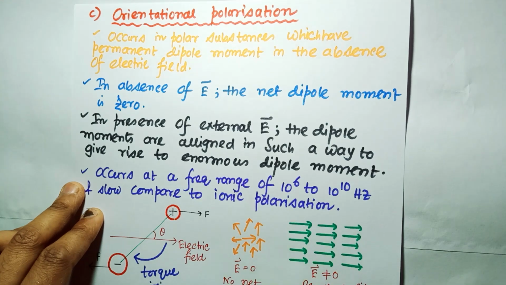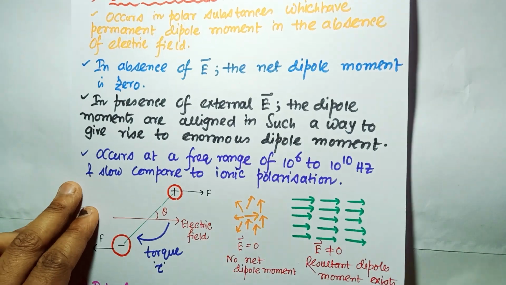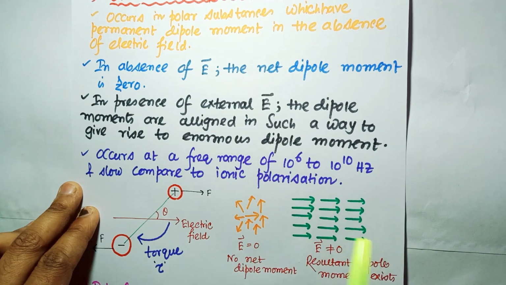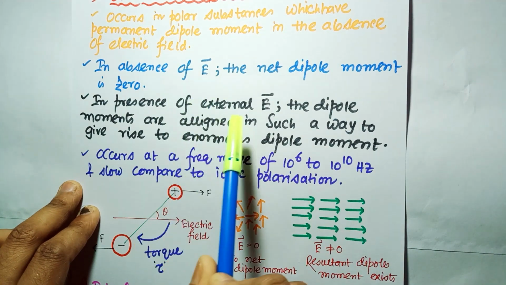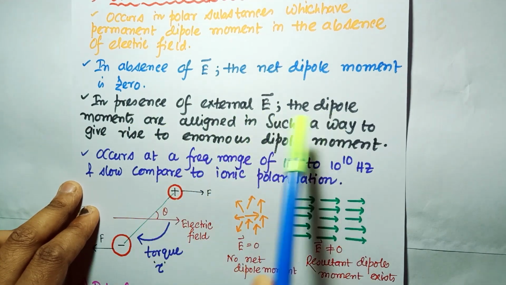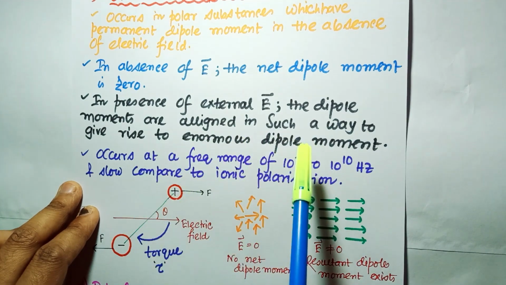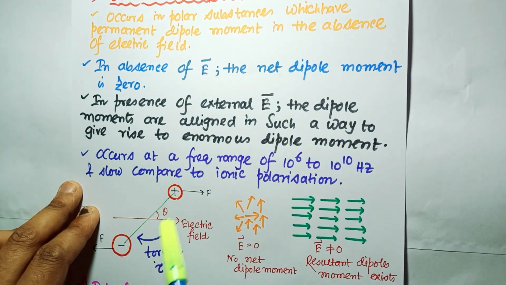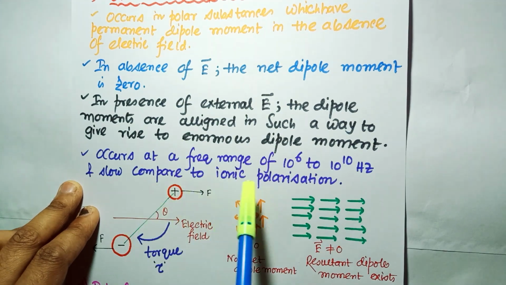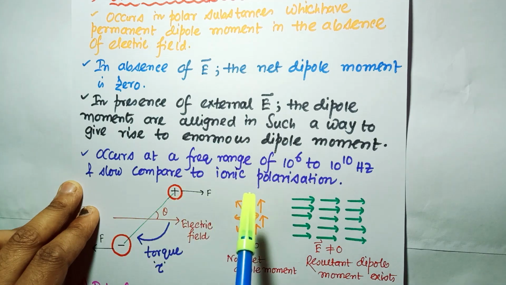If we put some external electric field, there is some resultant dipole moment, because all the dipoles will tend to align in the direction of the external electric field. So in the absence of electric field, the net dipole moment is 0. In the presence of an external electric field, the dipole moments tend to align in such a way as to give rise to an enormous dipole moment. This kind of polarization occurs at a frequency range of 10 to the 6 to 10 to the 10 Hz, and it is slow compared to the ionic polarization.